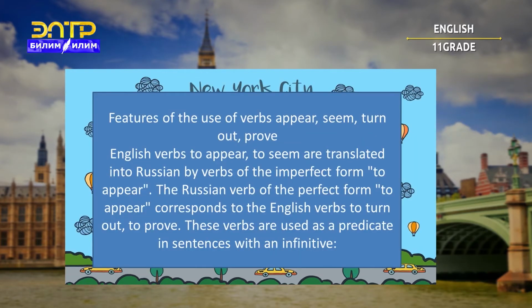Features of the use of verbs appear, seem, turn out, prove. English verbs to appear, to seem are translated into Russian by verbs of the imperfect form. The Russian verb of the perfect form corresponds to the English verbs to turn out, to prove. These verbs are used as a predicate in a sentence with an infinitive.